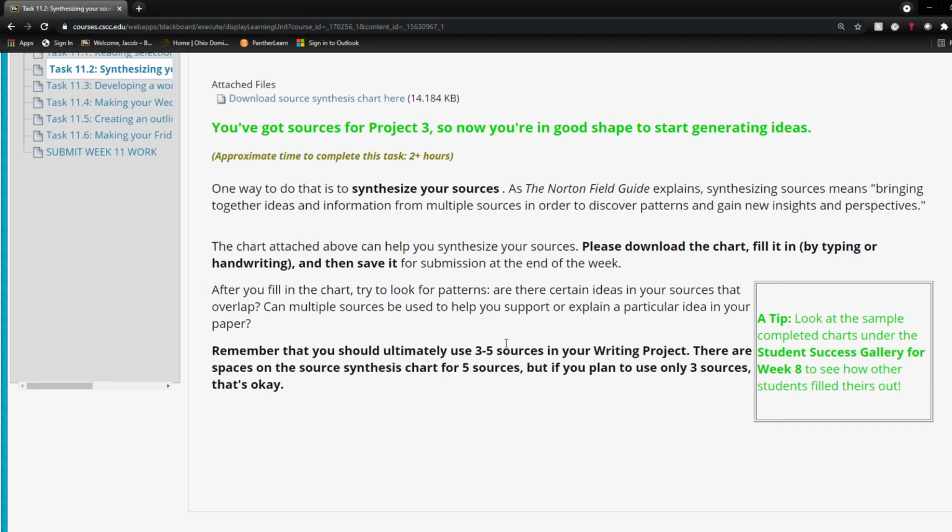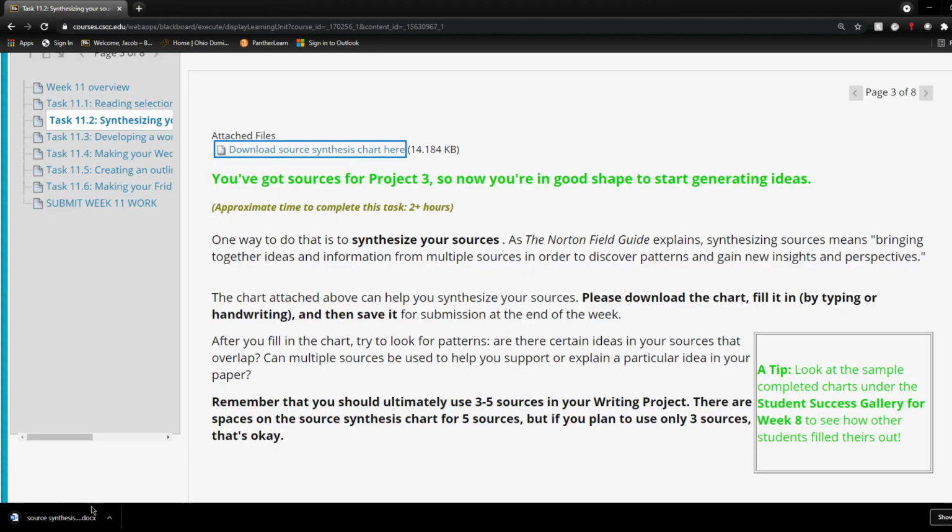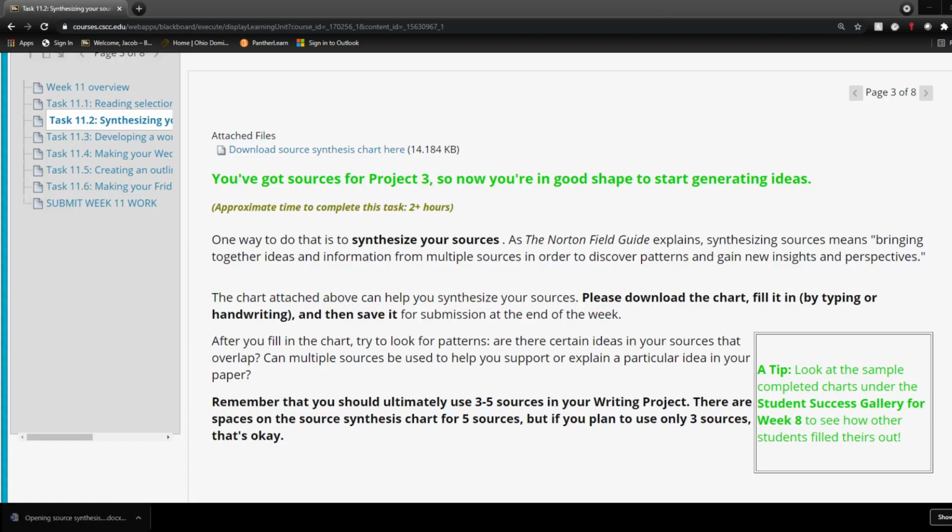Remember that you should ultimately use 3 to 5 sources in your writing project. There are spaces on the chart for 5 sources, but if you only plan on using 3, then that's fine. And you can take a look at some sample completed charts in the Student Success Gallery to get a sense of how other people have filled out those documents. And I'm going to go ahead and download this just so we can take a look at it now.